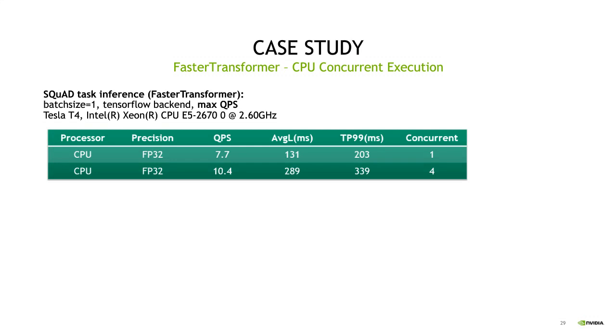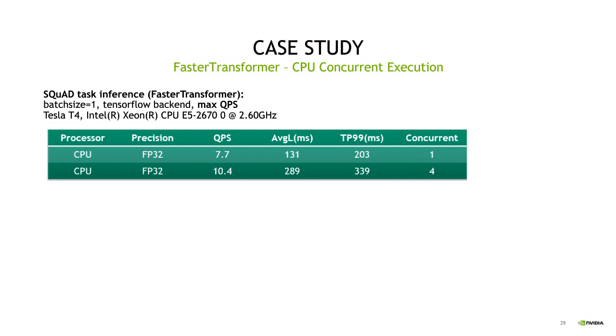So let's go into the detailed case study. First, we will use FasterTransformer, and we use the SQuAD task. It stands for Stanford Question Answering Dataset, and the optimization target is to maximize QPS, which is the throughput in an offline situation, and the batch size is set to 1. The hardware is a Tesla T4 and an Intel Xeon CPU E5-2670. This is the hardware configuration.